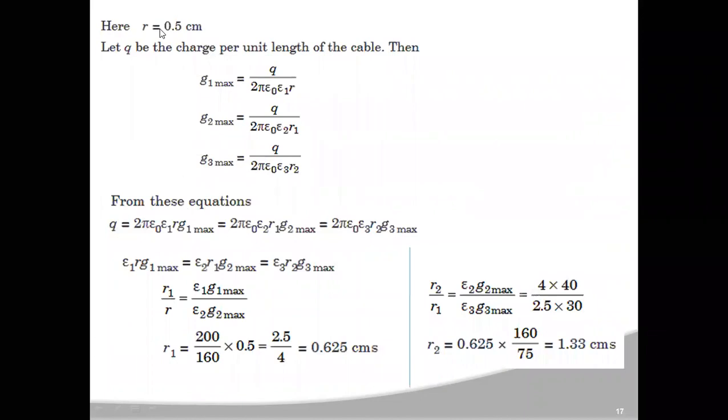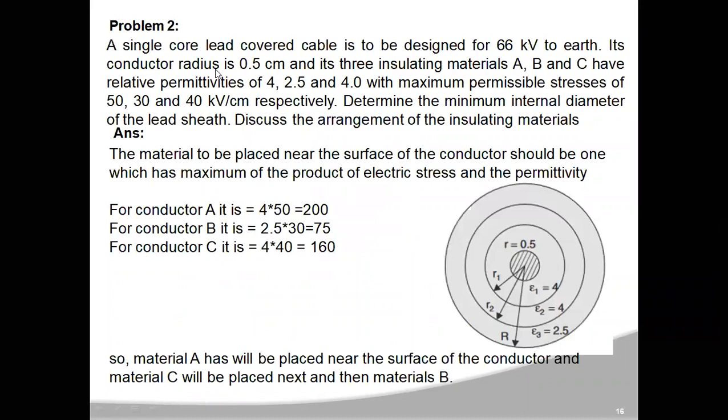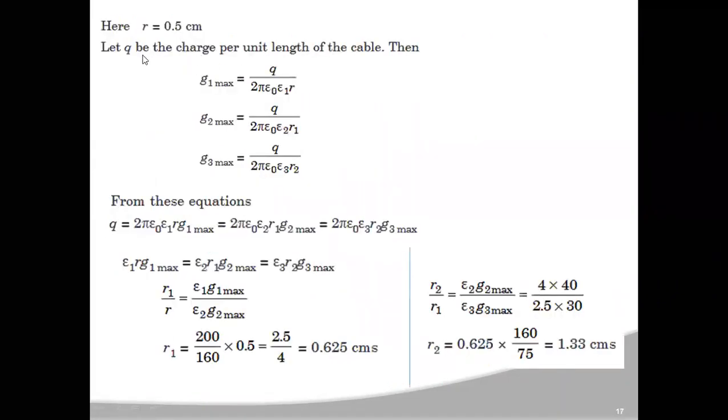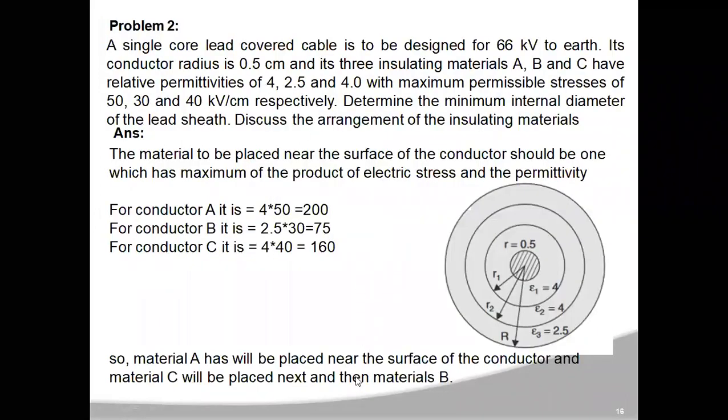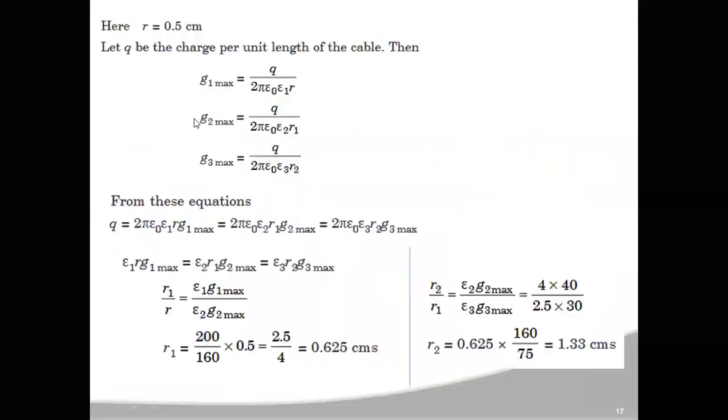So then for this problem, the conductor radius is also given. Conductor radius is nothing but small r value. Small r value is 0.5 centimeters. Now you write the expression for potential gradients. Potential gradient G will be equal to Q by 2 pi epsilon x. Now assume Q is the charge per unit length of the cable.